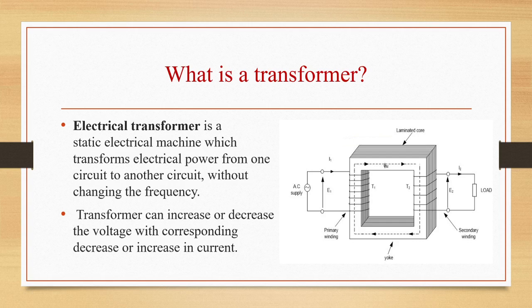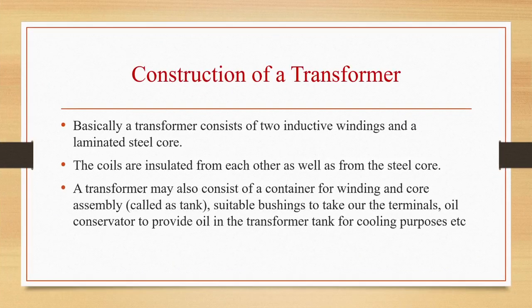Whenever we connect a load across the secondary winding, the secondary EMF E2 will cause a current I2 to flow through the load. Such a transformer enables us to transfer AC power from one circuit to another circuit without changing the frequency. The coils, primary and secondary windings, are inductive in nature and they are insulated from each other as well as from the steel core.